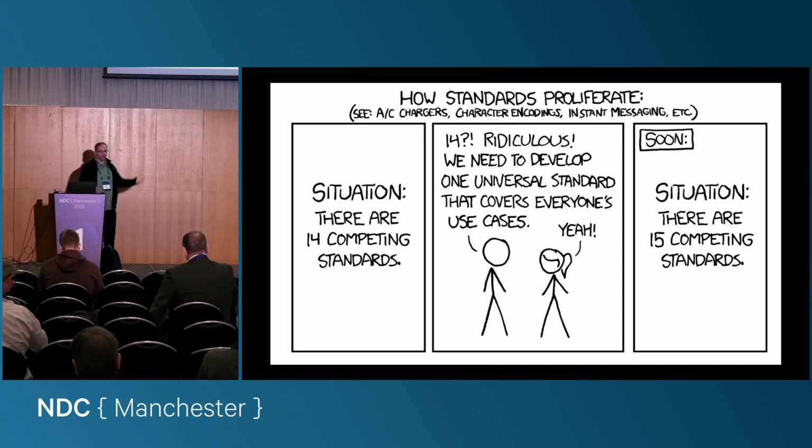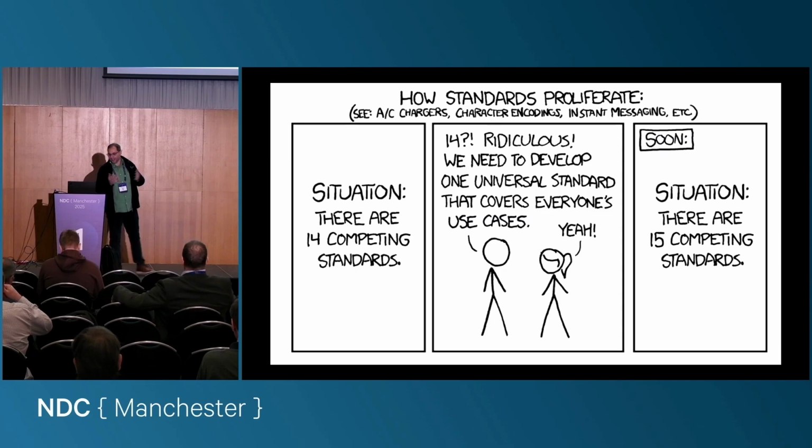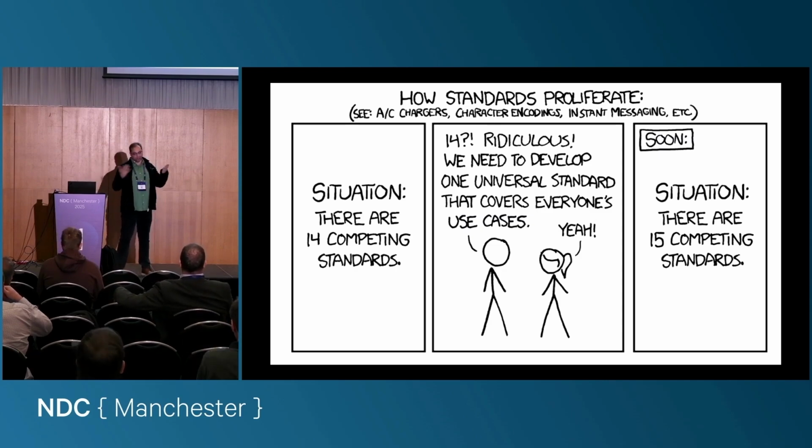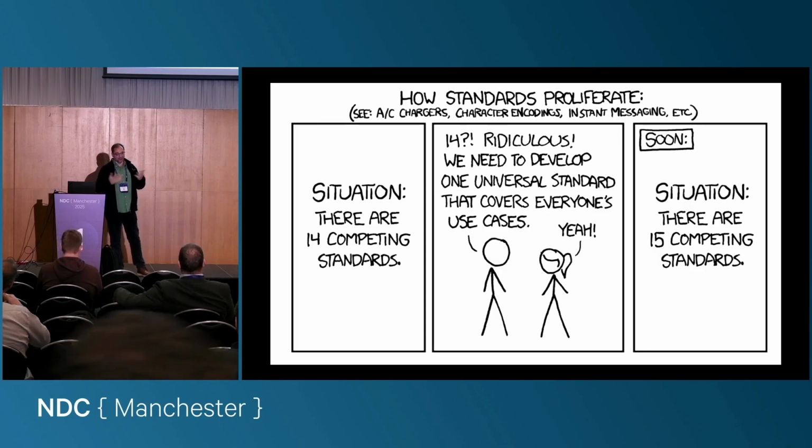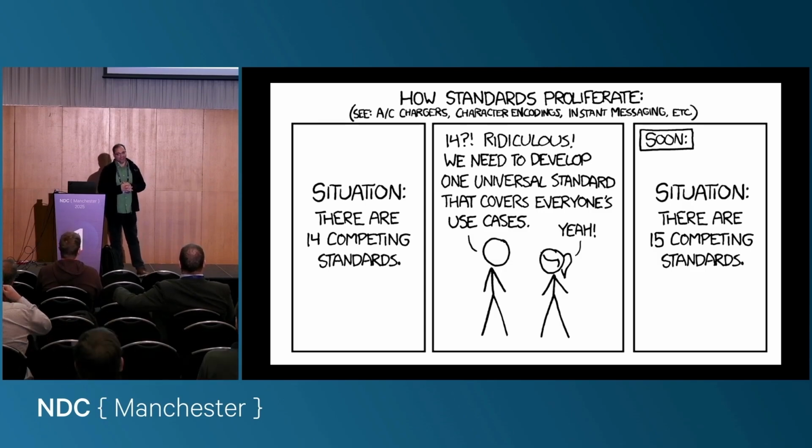Most of you might have seen this XKCD on protocols or standards. Basically, there's 14 competing standards. That's ridiculous. We need to make a universal standard, and then you end up with 15. If you look at all the protocols that are there for agent to agent, it's not 15. There are hundreds of them right now. We are just focusing on 3 of them today.